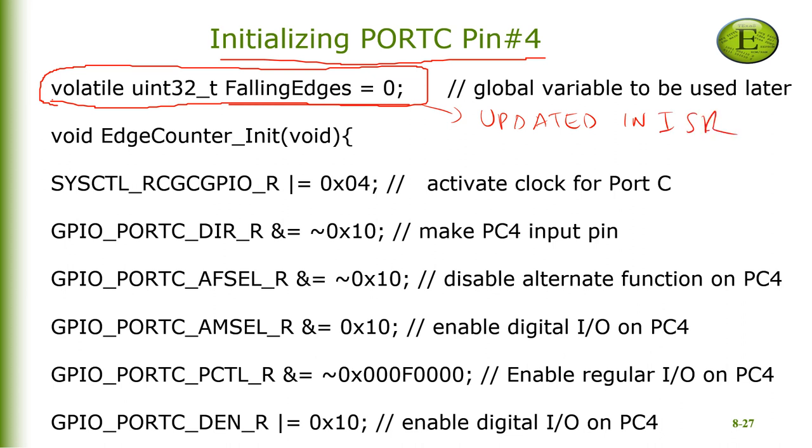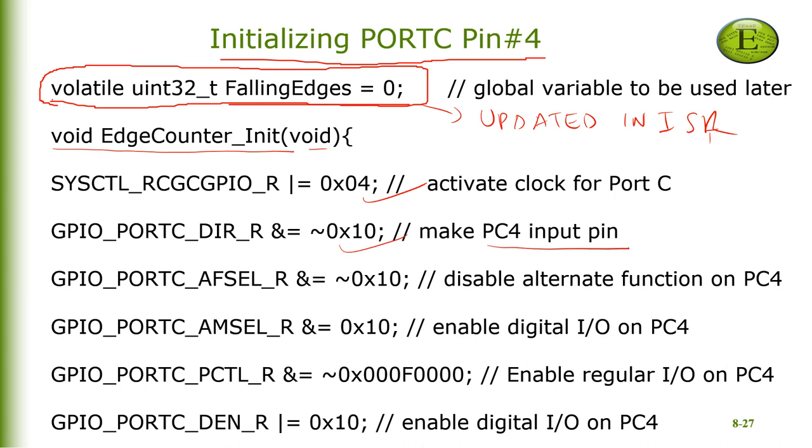But first of all, we're going to have to look at the port initialization. So we have a routine, the edge counter initialization, that's input void, output void. So the first step is to activate the clock. We've seen that several times before. Then we are going to set the direction of the port because it is going to send the interrupt. So PC4 is an input pin.